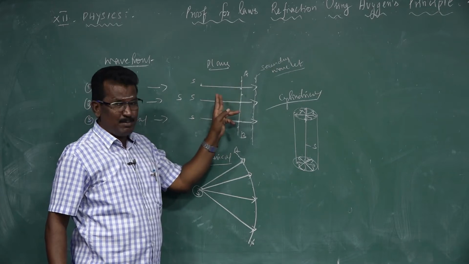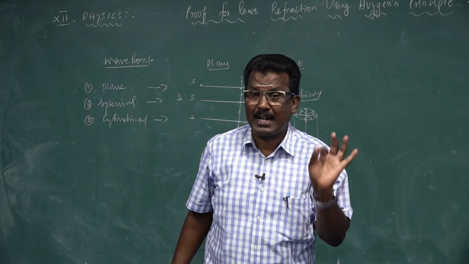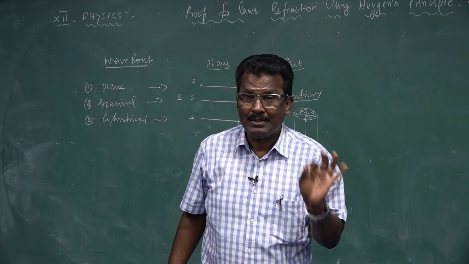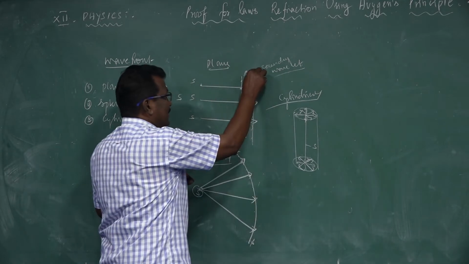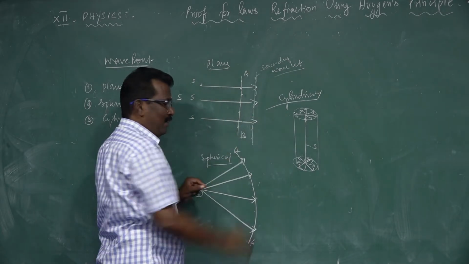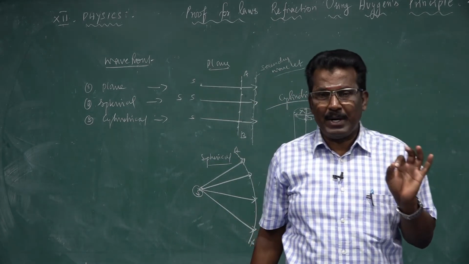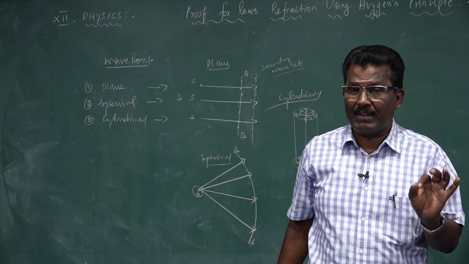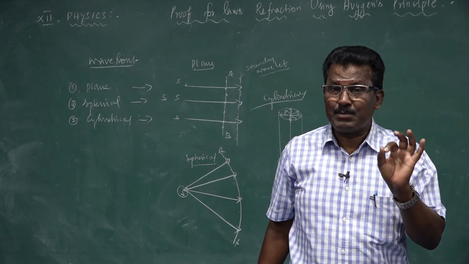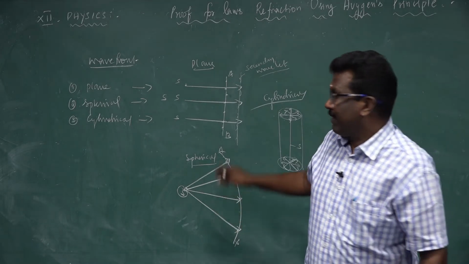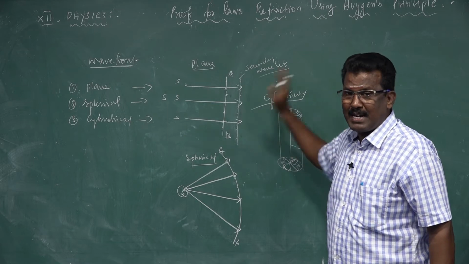So according to Huygens' principle, each and every point of the wavefront is considered to be a source of secondary wavelets, which spread out in the same medium with the speed of light. The forward envelope of all the secondary wavelets gives the new wavefront.